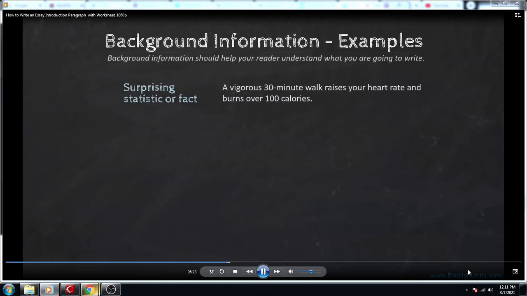Now I'm going to show you several types of background information that you can write in your essay after the hook. The first type is a surprising statistic or fact about your topic. Here's an example. A vigorous 30-minute walk raises your heart rate and burns over 100 calories. Remember, a surprising statistic or fact can also be used as your hook. It's okay if you use a fact or statistic as both your hook and background information, as long as those two facts are different.